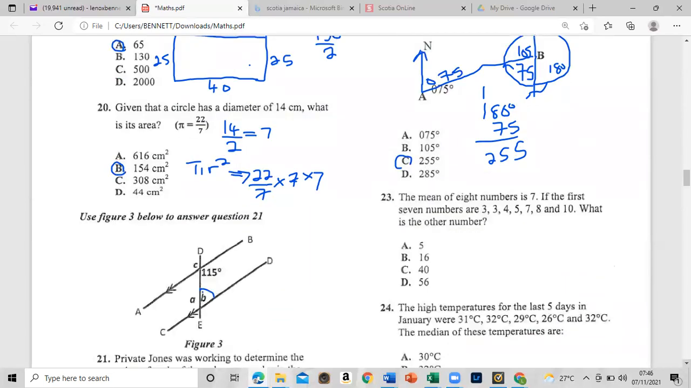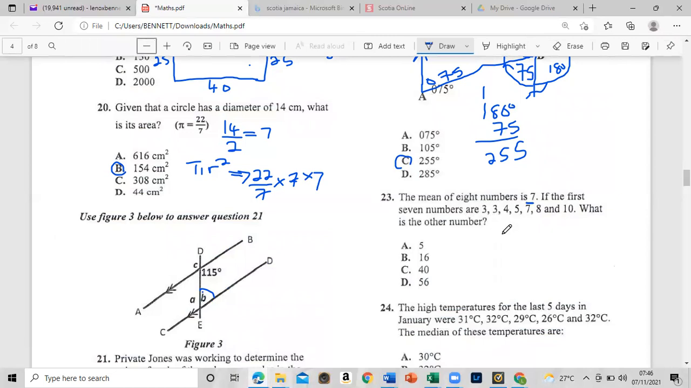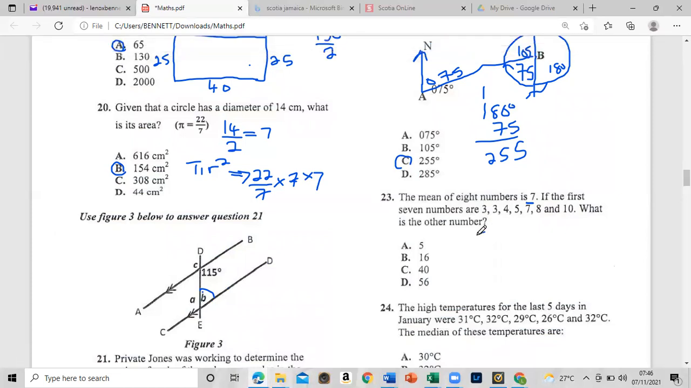So 23. The mean of 8 numbers is 7. If the first 7 numbers are given, what is the other number? So the fact that the mean is 7 for 8 numbers can only mean the total is 56. That's 56 divided by 8, yeah, 7. So we establish that. I hope people understand that, right? That's how you get the mean. You add up 8 numbers, and the total must be 56 in order for it to be 7.